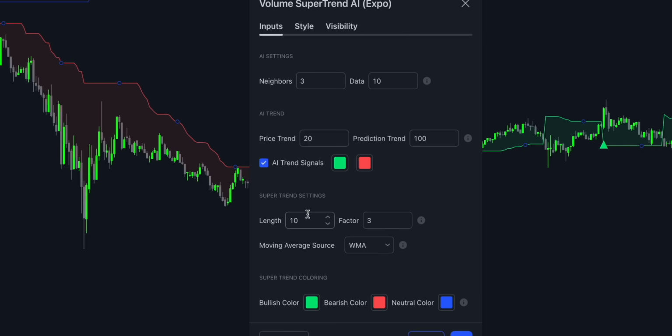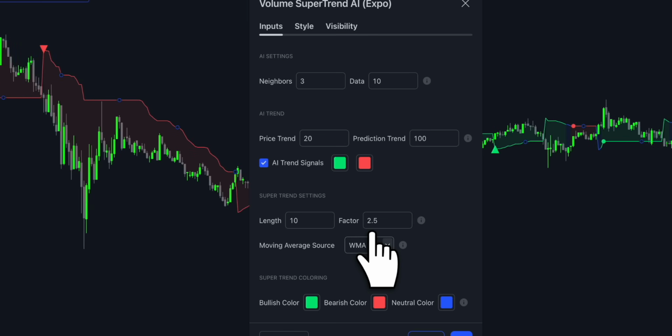You can experiment with these settings and find the ones that work best for a particular time frame or security. I myself like to set the SuperTrend factor lower. For example, instead of 3, I like to set the value to 2.5. You can also set a different moving average source. This will affect signal accuracy as well. Instead of VWMA, you can enable EMA for that purpose.